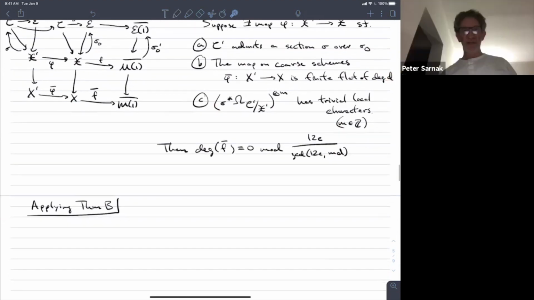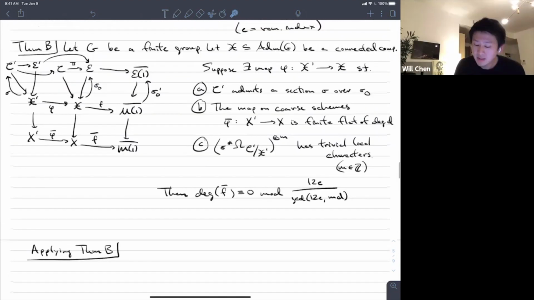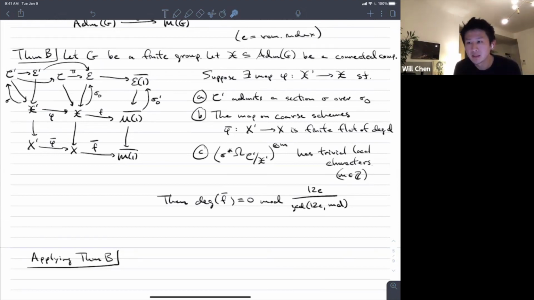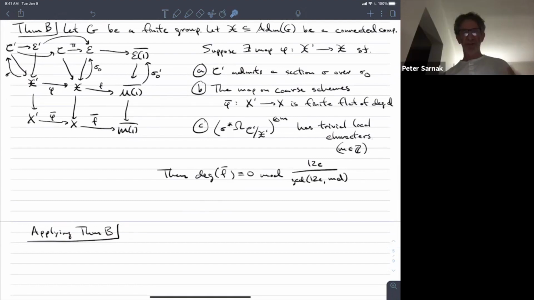Okay. Is X prime connected? Sorry? X prime. You can take X prime to be connected. I mean, it doesn't matter. You just take it to be a connected component. You don't want to be proving the degree of something that's disconnected is divisible by P, because you want to still have this one-to-one correspondence between the orbits.